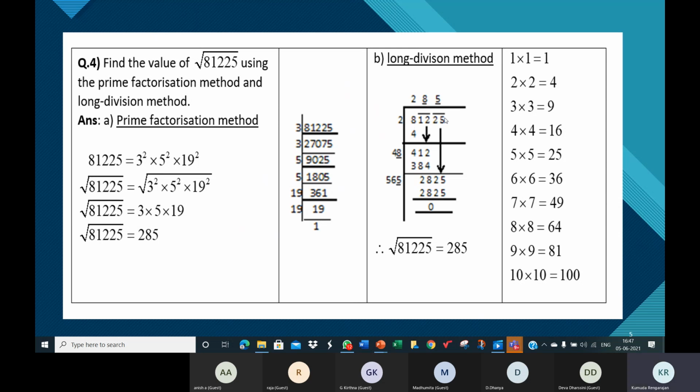So place the number like this. You can see 81225. Please follow the pointer, children. You can see the number here. Place it like this. Draw a vertical line like this and a horizontal line like this. Draw this vertical line. Draw this horizontal line, and place the number 81225 like this under it. Is that fine?